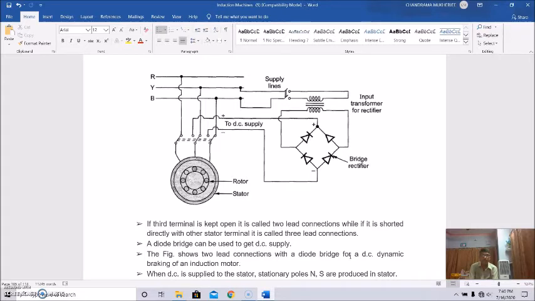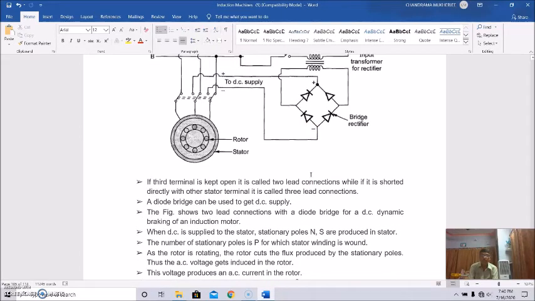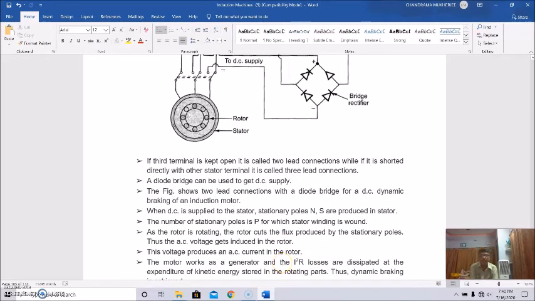A diode bridge can be used to get this DC supply, and this figure shows a two-lead connection with a diode bridge for DC dynamic braking of an induction motor. When DC is supplied to the stator, stationary poles N, S are produced in the stator, and the number of stationary poles is P, for which the stator winding is wound. As the rotor is rotating, the rotor cuts the flux produced by the stationary poles, and thus an AC voltage gets induced in the rotor, and this voltage produces an AC current in the rotor. So the motor works as a generator.